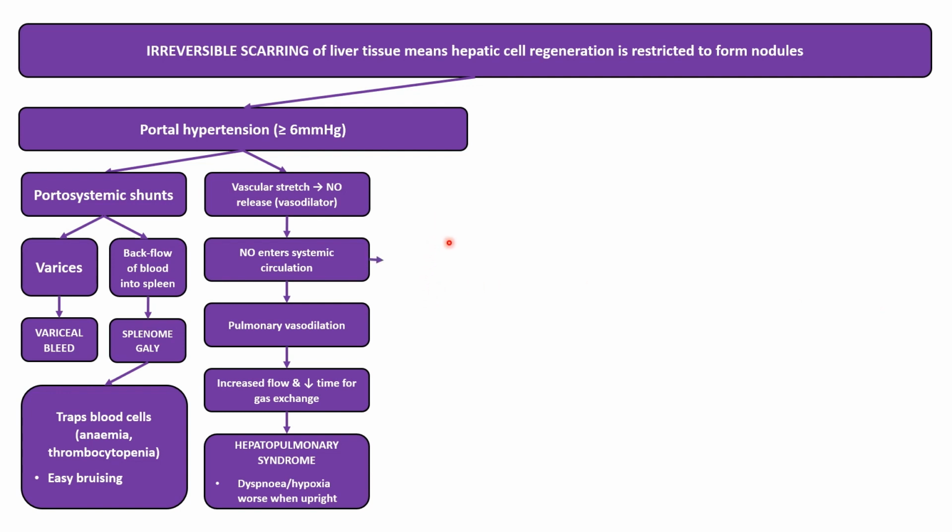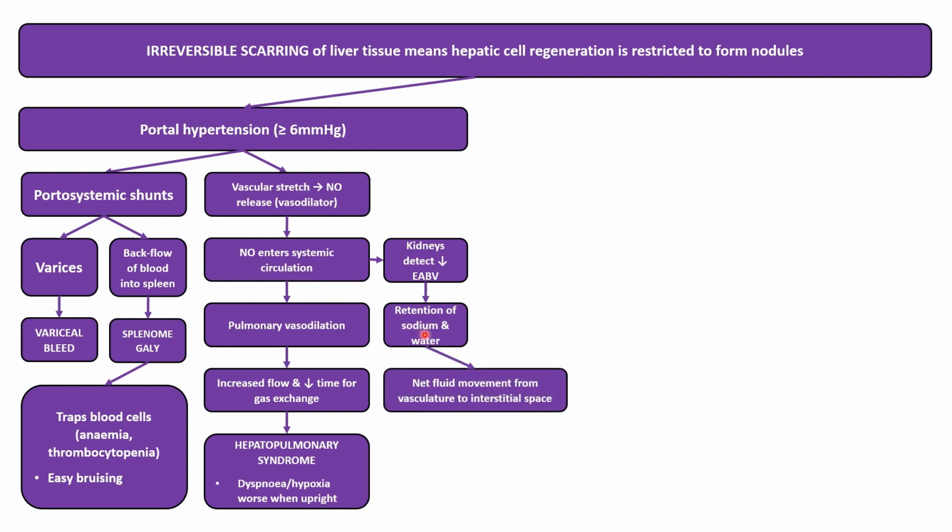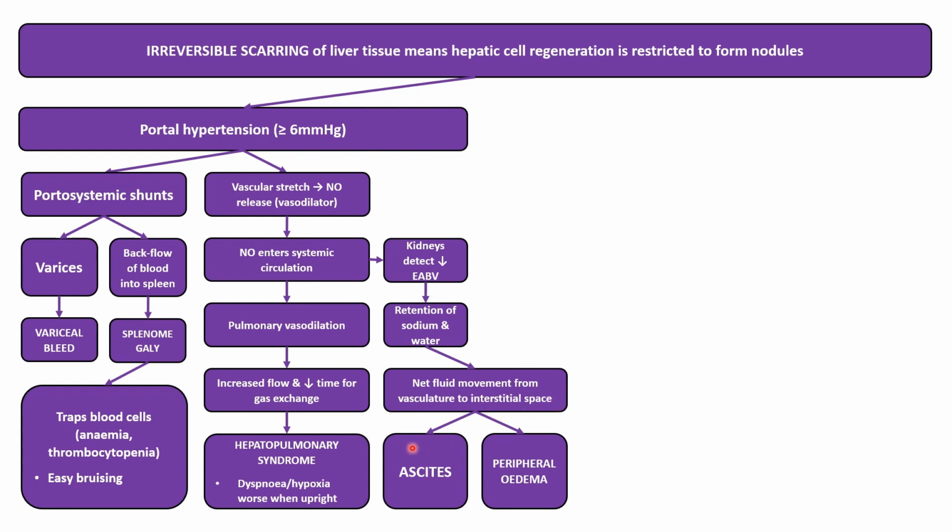Okay, so when we have the nitric oxide entering the systemic circulation, the kidneys, because it's a vasodilator, can think that there's a decrease in the effective arterial blood volume. So the kidneys then retain more sodium and water, and there's going to be a net fluid movement from the vessels into the interstitial space, which is going to result in ascites. So remember that abdominal accumulation of fluid within the peritoneal cavity, and also peripheral edema.